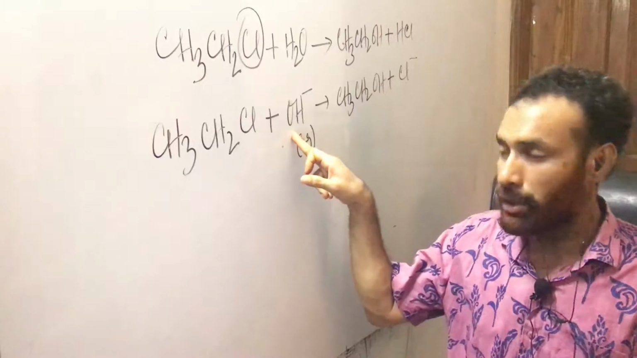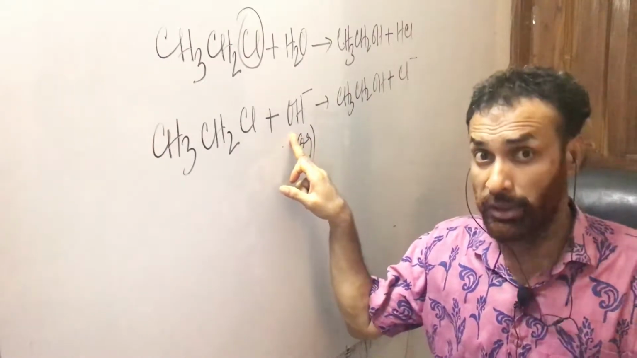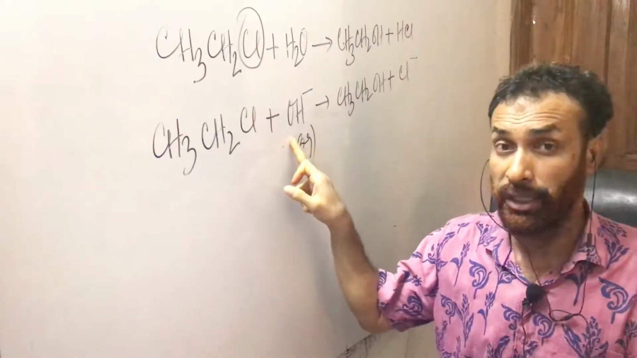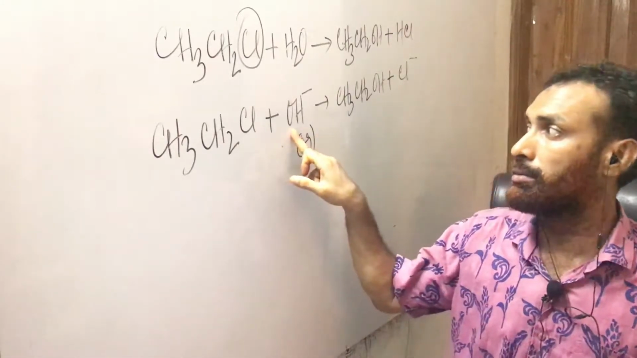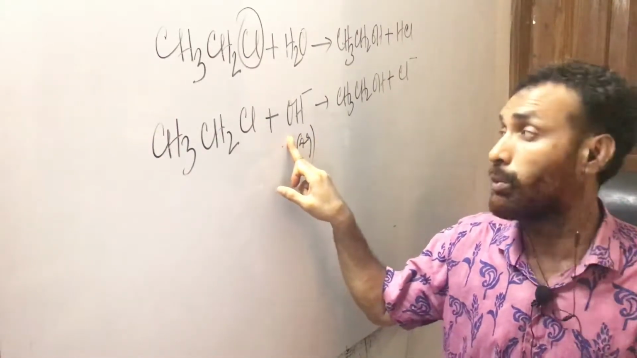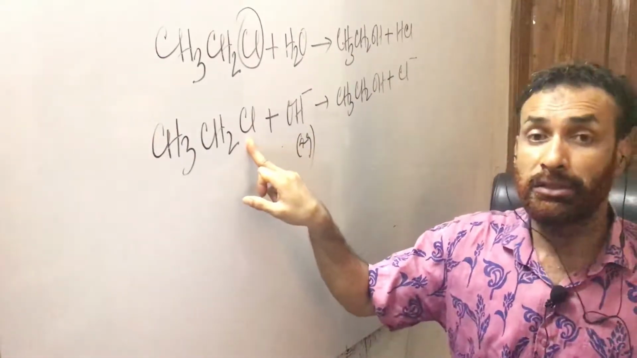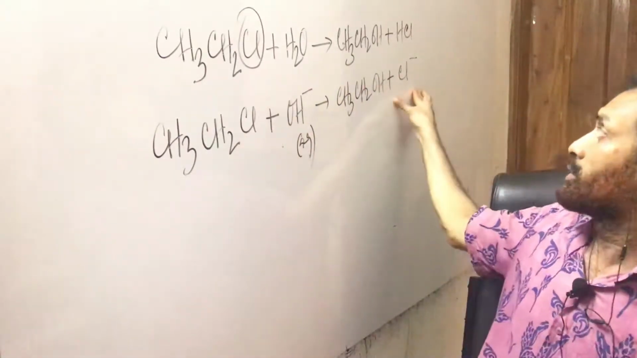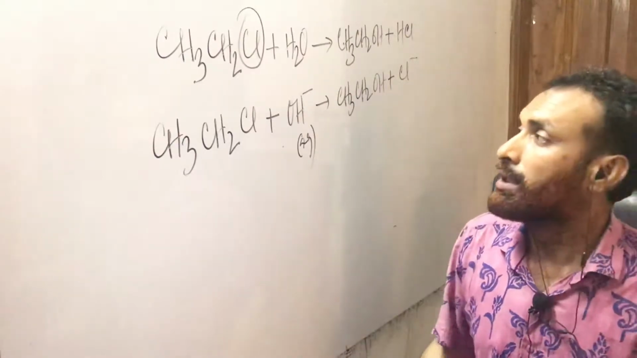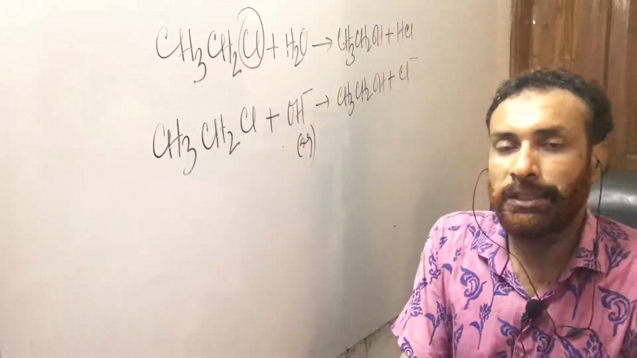Certainly sodium hydroxide was there, or any other hydroxide was there. That means this contains a metal. The metal ion must be there with OH. OH cannot be alone. That metal ion combines with this chlorine and forms sodium chloride, or like this. So these two are substitution reactions.